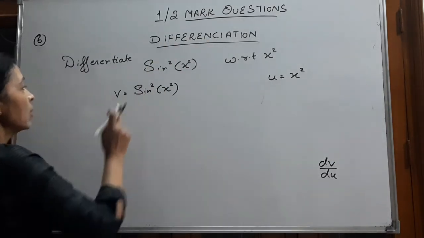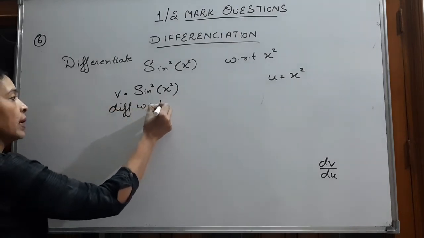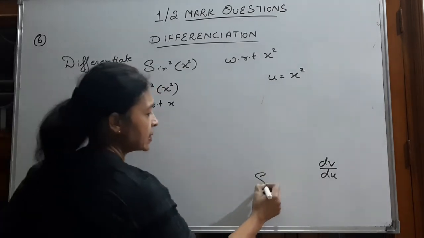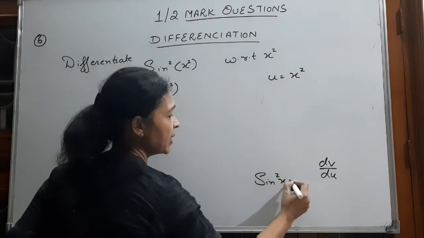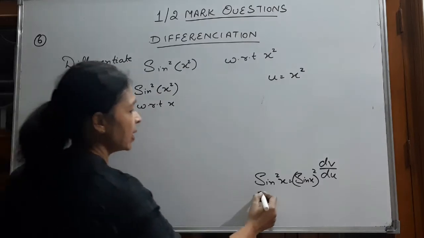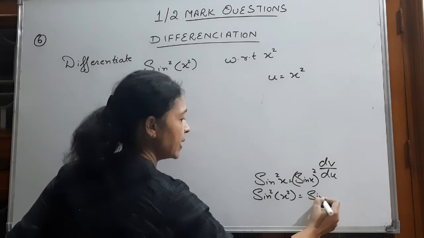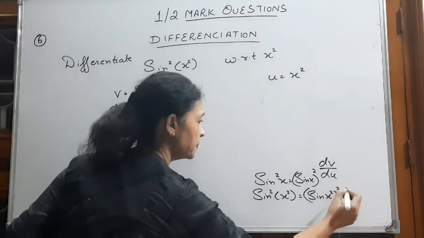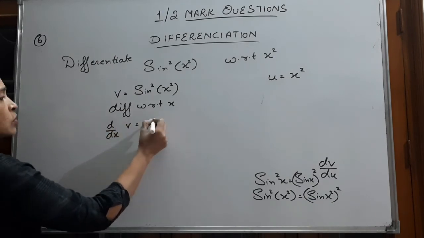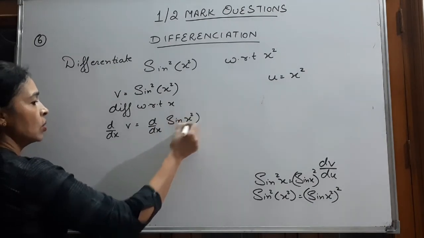Now children, differentiate with respect to x. Sin square x square, we can write it as: sin square x can be written as sin x whole square. In the same way, sin square x square can be written as sin x square whole square. d upon dx of v equals d upon dx of sin x square whole square.